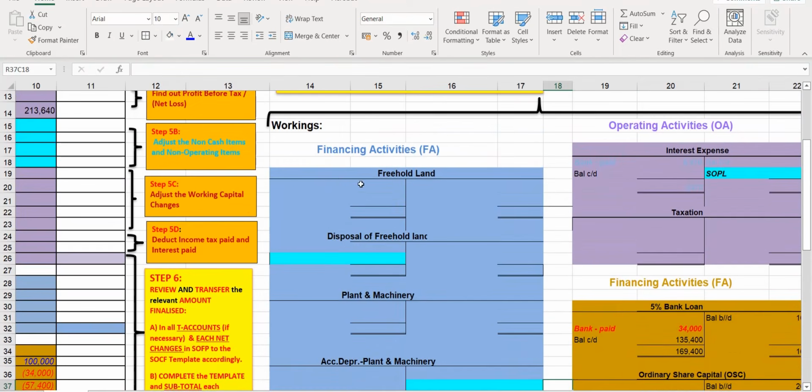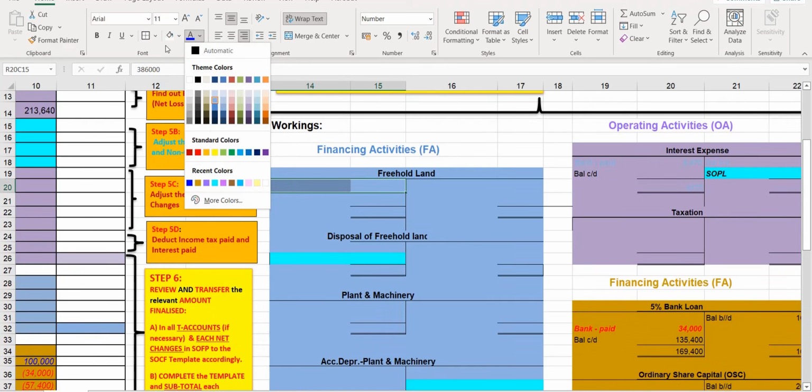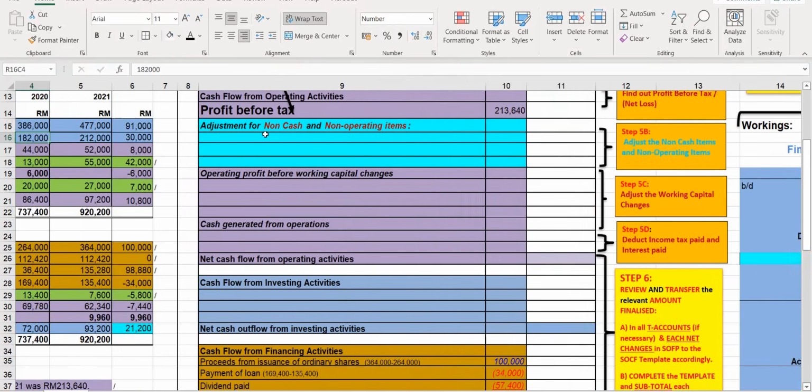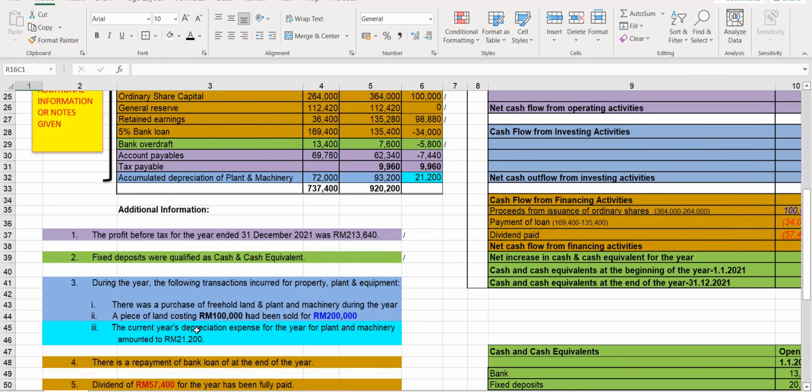Freehold land first. Put the balance here. The balance at the beginning was 386, and the balance at the end was 477. If you read the question again, be careful with what you are doing. You have a purchase of freehold land, and also a piece of land costing 100,000 that was disposed of for 200,000. So there were two activities that involve cash flow. One is a cash payment, another one is a cash receipt.